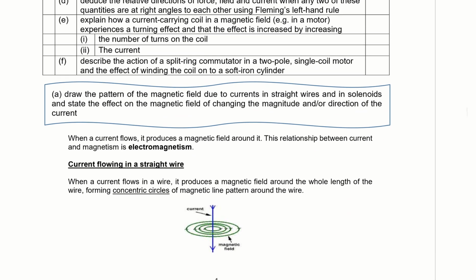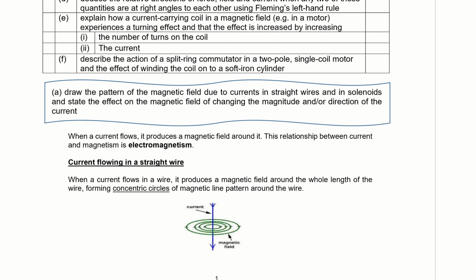You must be able to draw the pattern of the magnetic field due to current in straight wires, and in solenoids. Solenoids, we actually did in the previous chapter. Remember the right hand grip rule? For a solenoid, if I were to draw the right hand, it will look like this. This is the right hand, and this is the thumb.